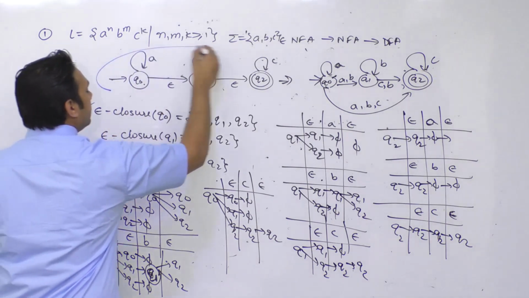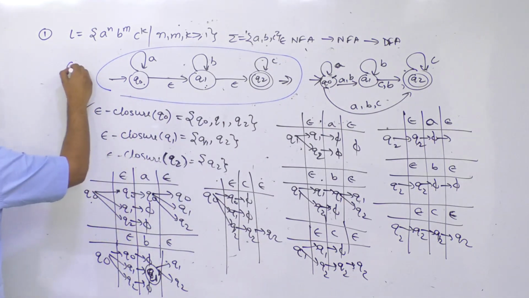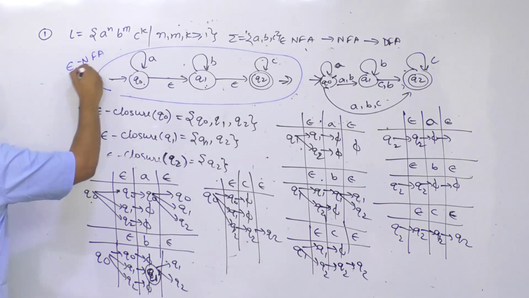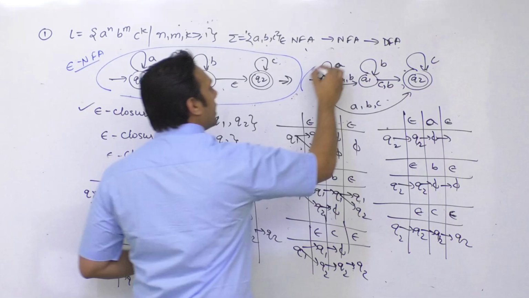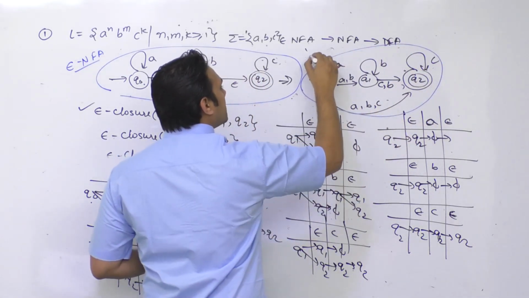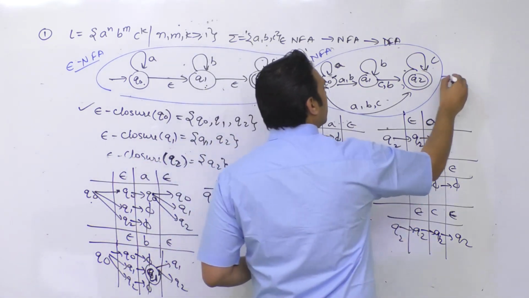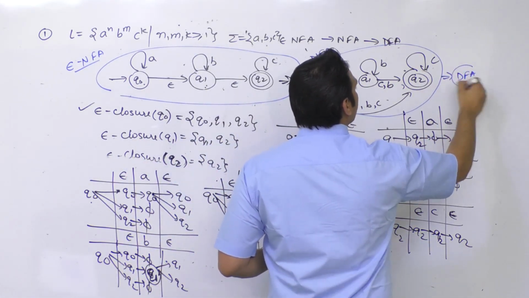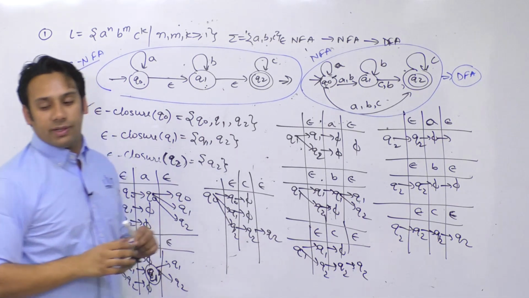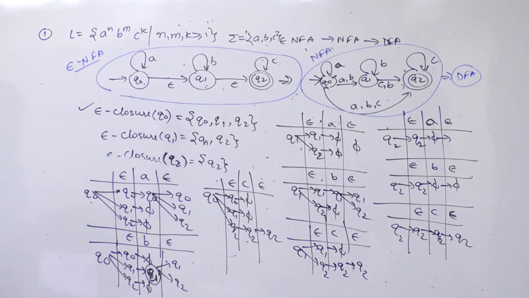So basically what we have done here is, if you look at it more clearly, we have a diagram which is representing an epsilon NFA, and now we have converted this epsilon NFA to a diagram which is representing an NFA. Further, you can convert this NFA to a DFA, and then you can minimize the DFA.